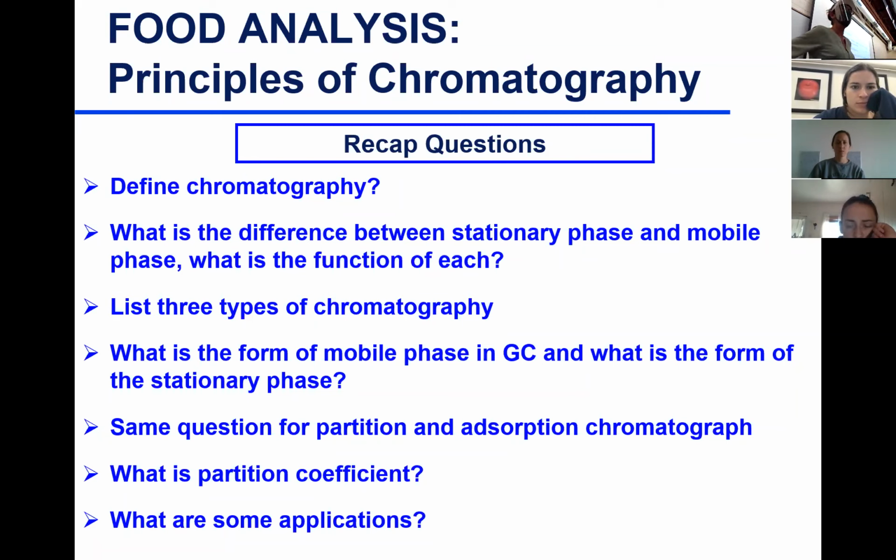Okay, so define chromatography. We talked a lot about it, but it's very simple. We can define it in a few words. So who wants to, okay?